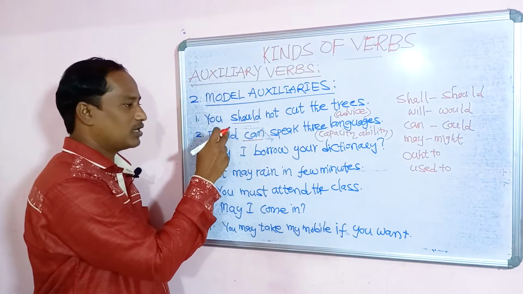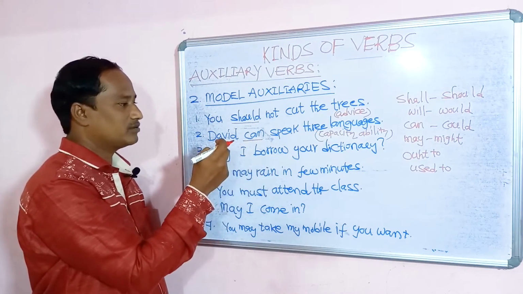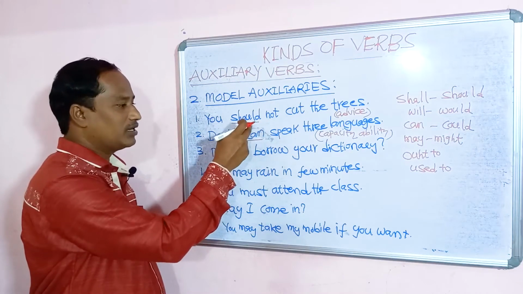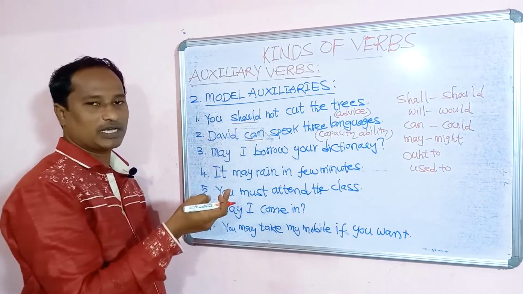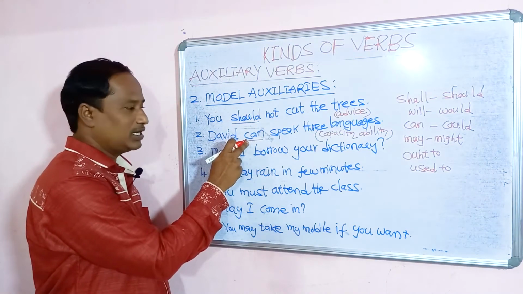Here, my friend can drive a bike. So it shows ability. In that way, if we want to use any sentence showing ability, definitely we can use the modal auxiliary can.